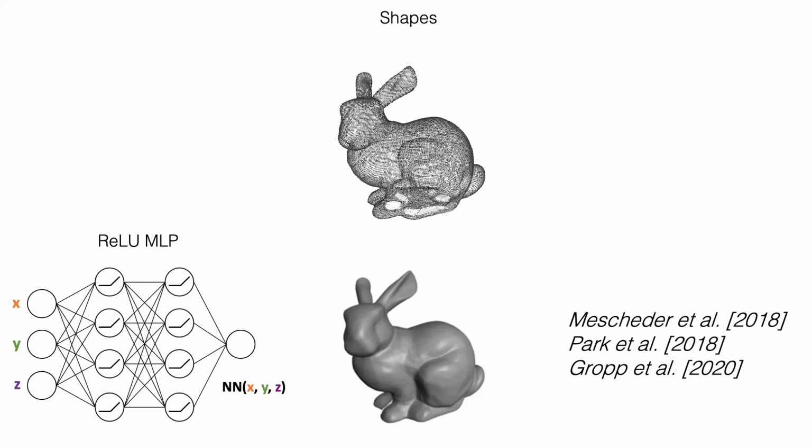So such a network could be set up in a way that it takes as input the XYZ coordinate. So a 3D coordinate is the input to this network. We have a few fully connected layers, which makes it a multi-layer perceptron. And then the output is a quantity of interest. It could be the occupancy, which gives you, for example, one when you're inside the object and zero outside. It could be the signed distance function. So it could be like the distance to the closest surface. That is a continuous representation, because you can query it anywhere in space.